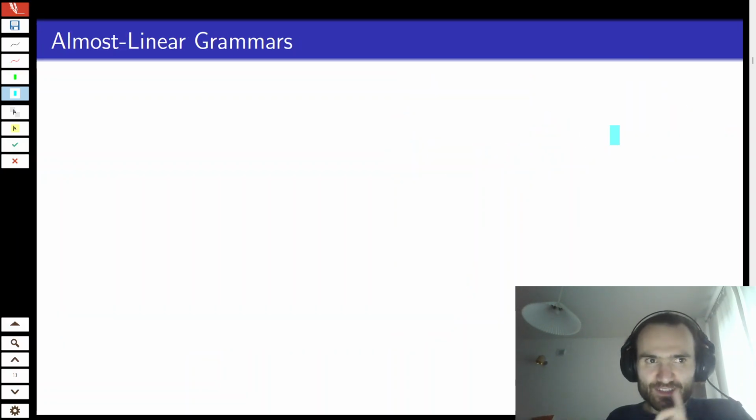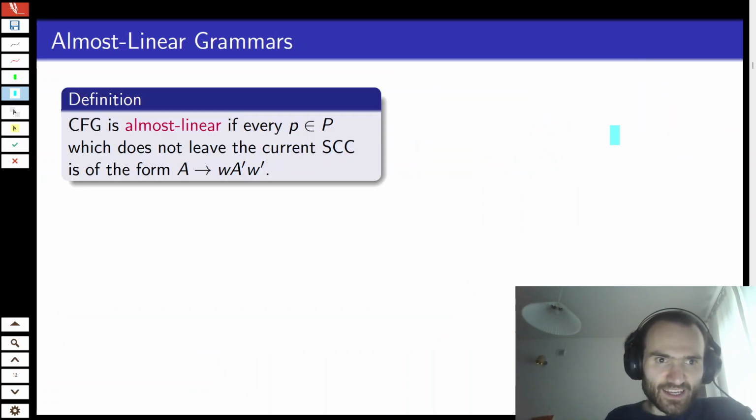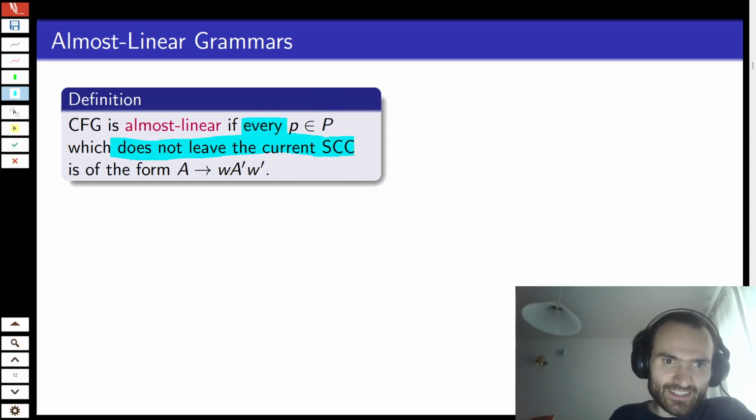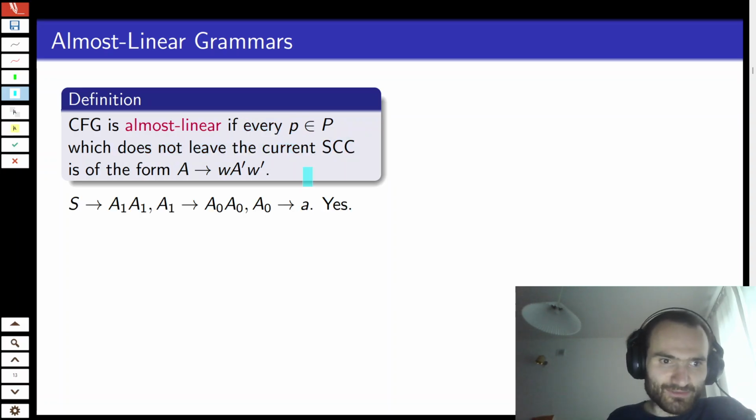Okay, so what's an almost linear grammar? An almost linear grammar is defined as follows. A grammar is almost linear if every production that does not leave the current SCC is of the form A goes to w A' w'.